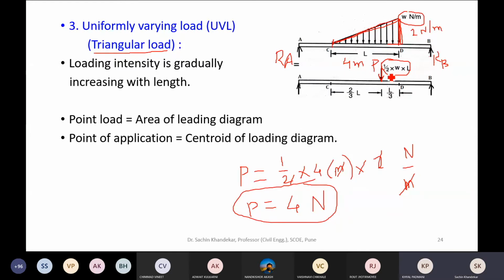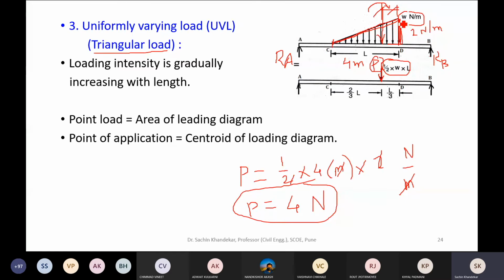This concentrated load acts through the center. Don't say center, say centroid. It will pass through this centroid, or you can say center of gravity. Either is fine. So this point load will pass through the centroid of this triangle, and we know the center of gravity of a triangular figure lies at a height of how much?